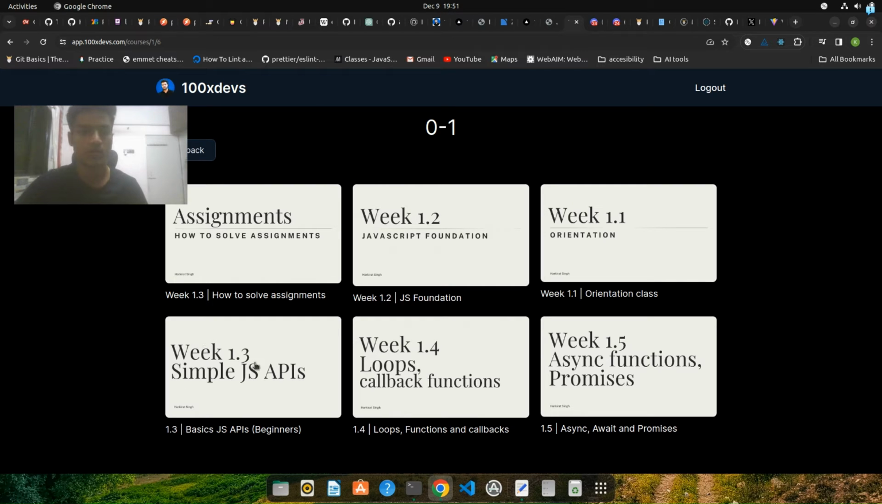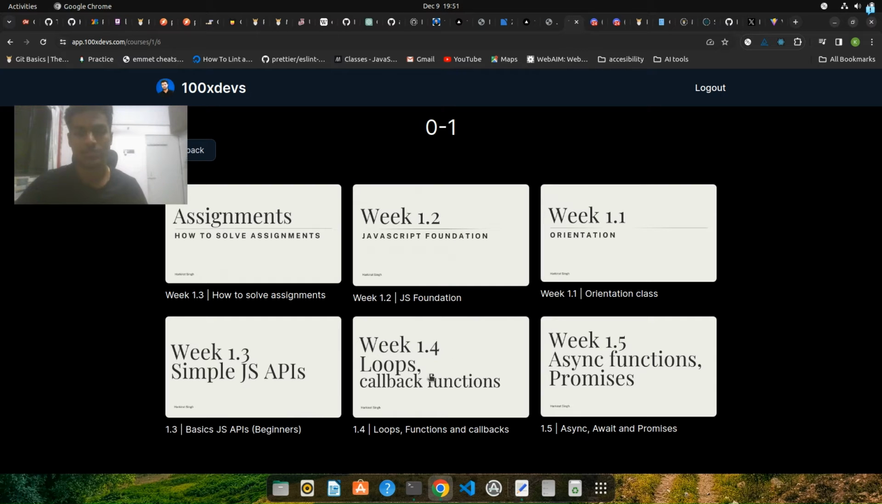So the first one, week 1.3, was a pretty straightforward lecture. It introduced us to a bunch of JavaScript inbuilt data structures and their functions and how we can use them. I knew most of the things here, so I skimmed through this lecture, and it was pretty easy for me.